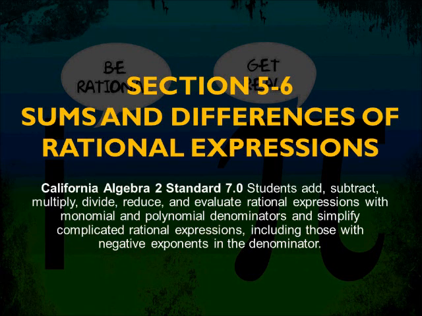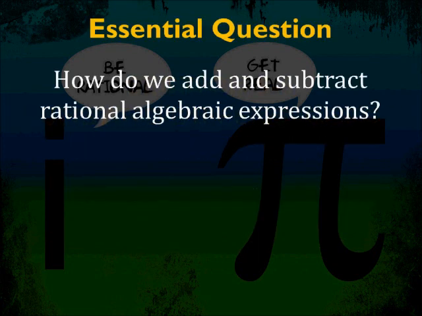Okay, section 5.6, sums and differences of rational expressions. Yesterday we learned how to multiply and divide them. Today we learn to add and subtract them. It's basically the same as adding and subtracting fractions, which I know so many of you just really enjoy doing. How do we add and subtract rational algebraic expressions?